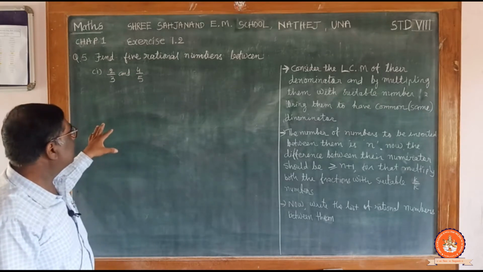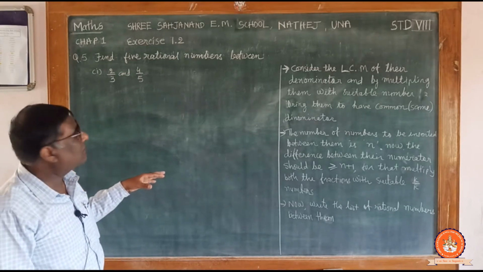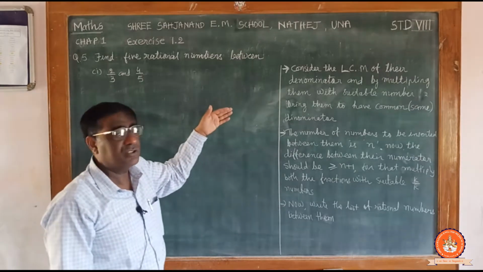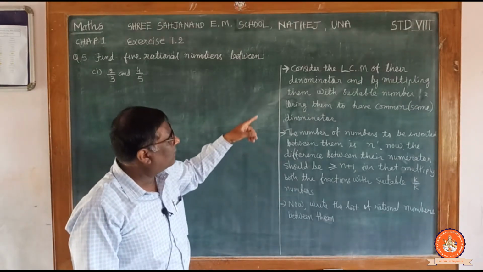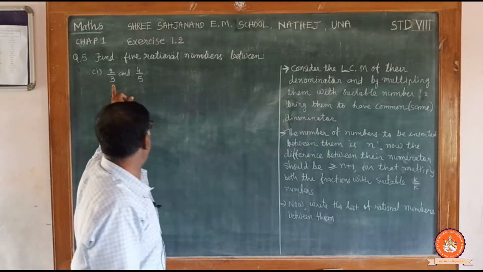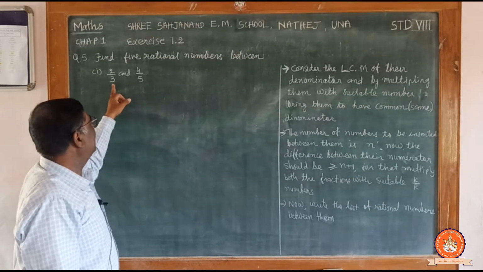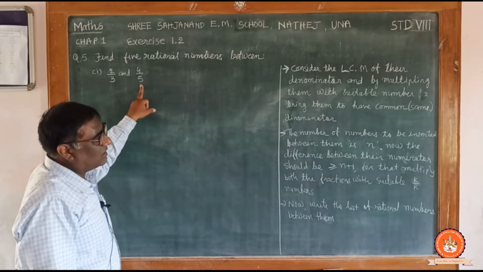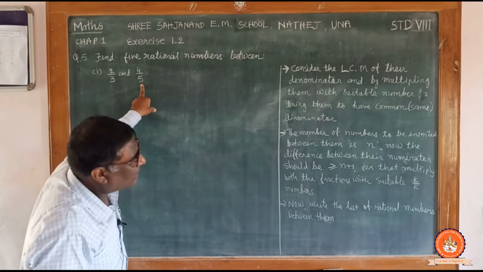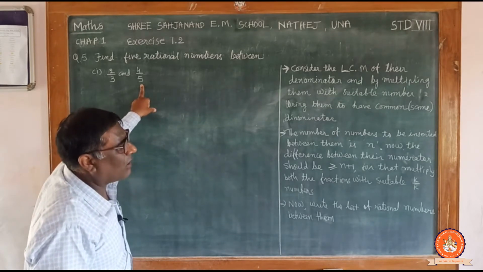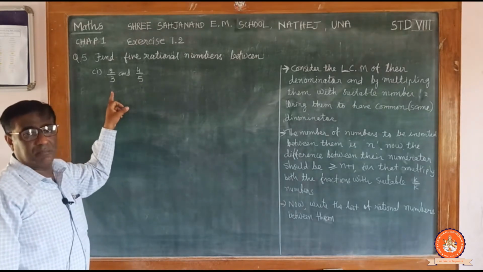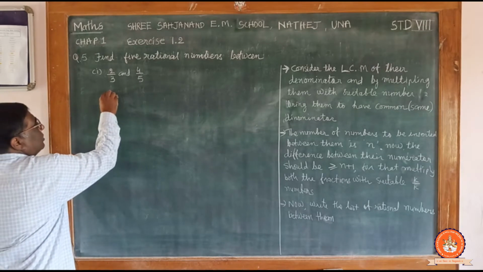Now, my friends, if you want to insert any number between the given two rational numbers, this point is to be considered in mind. First of all, consider the LCM of their denominators. Look at the denominators: this is 3 and this number is 5. By multiplying them with a suitable number, bring them to have a common denominator, meaning the same denominator. So multiply both numbers by a suitable number.